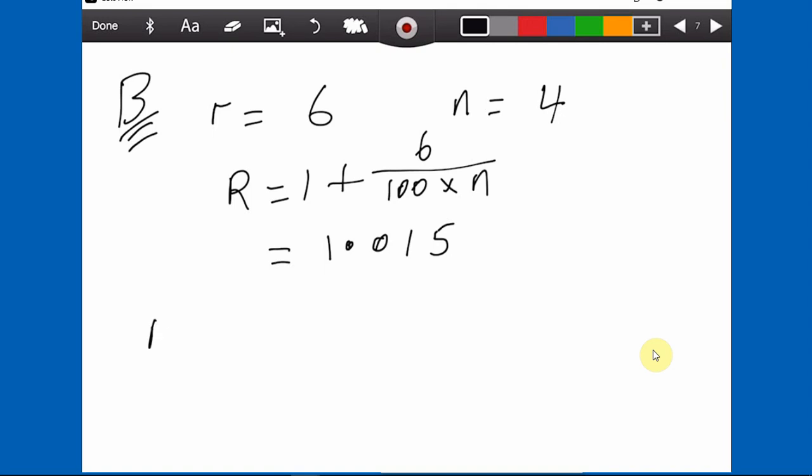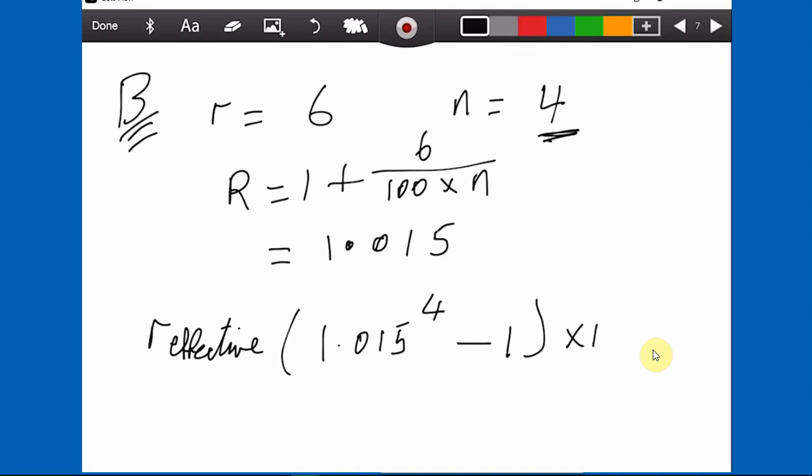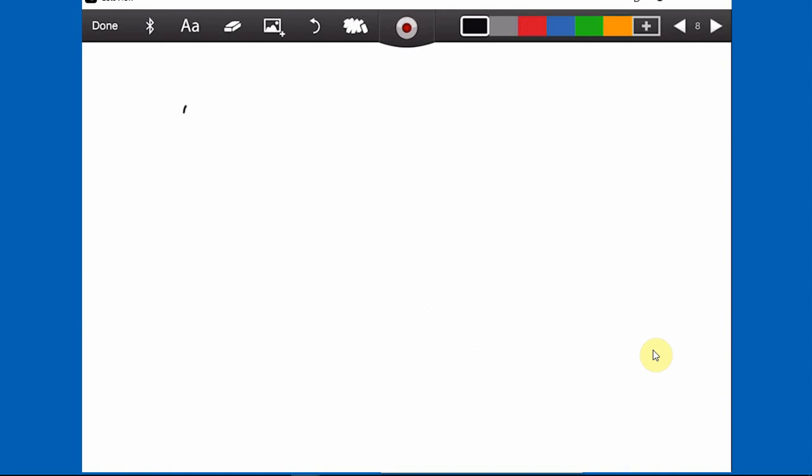And so our effective interest rate is our big R to the power of 4 in this case, take 1, times 100. And when you stick that on your calculator, you get 6.13635, which to 2 decimal places becomes 6.14%.